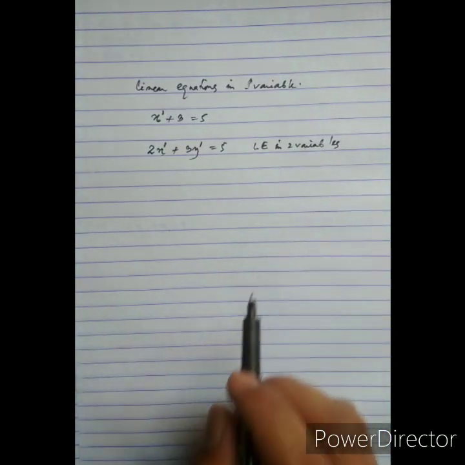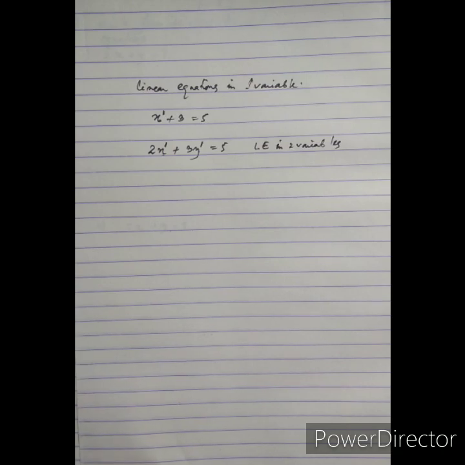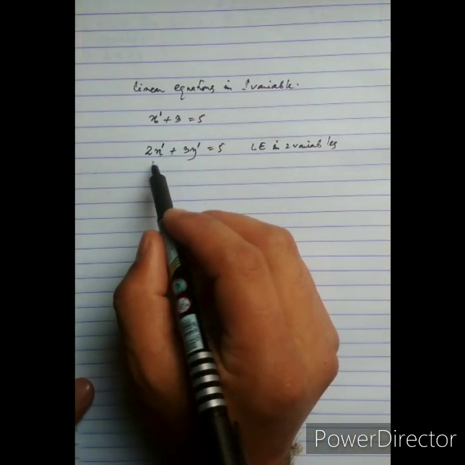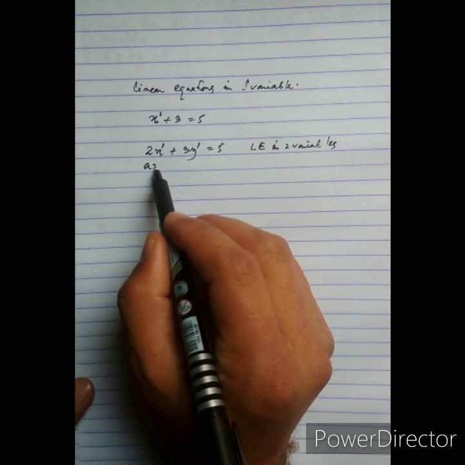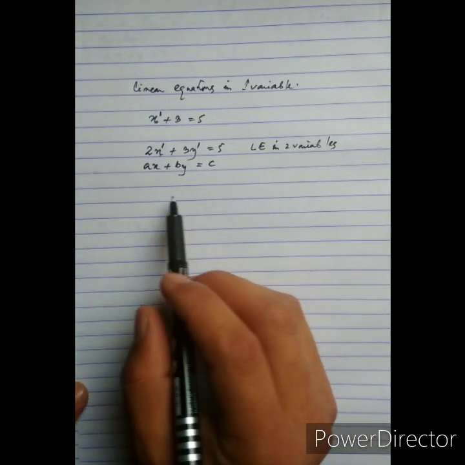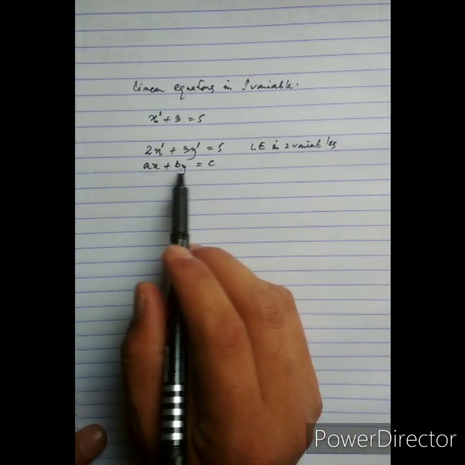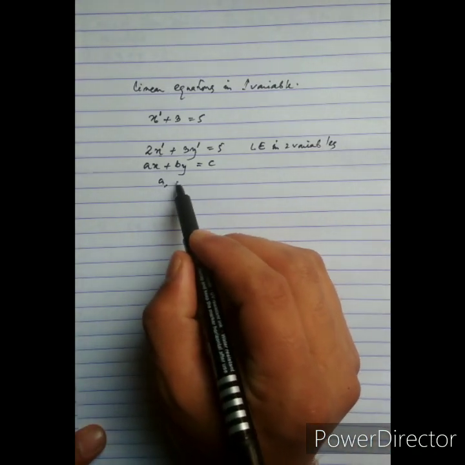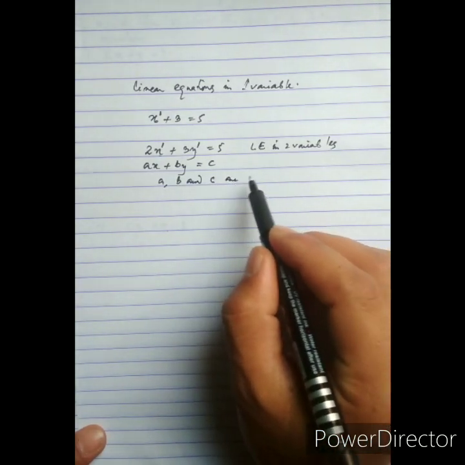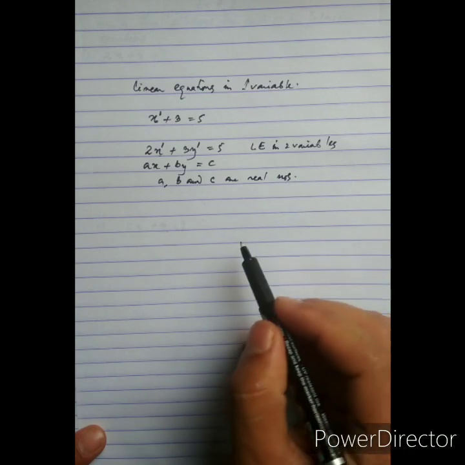So a linear equation in two variables means it should be a linear equation and at the same time there should be two variables. Linear means the highest power of the variable should be 1. Now the general form is given as ax plus by equal to c. Let me tell you what these a, b and c are. a, b and c are all real numbers.